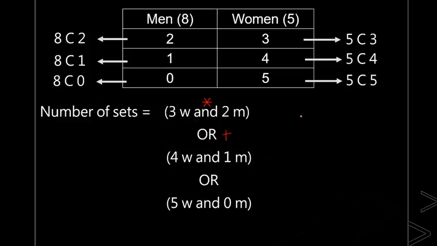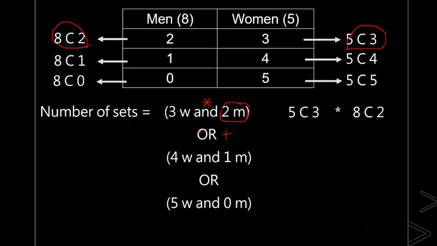So now how can I write this? How will I choose 3 women? 3 women can be chosen in 5C3 ways, and 2 men can be chosen in 8C2 ways. Is it clear? So 5C3, 8C2. How are we connecting these two? 3 women and 2 men. So and means multiply in between. Is it clear? 5C3 into 8C2.